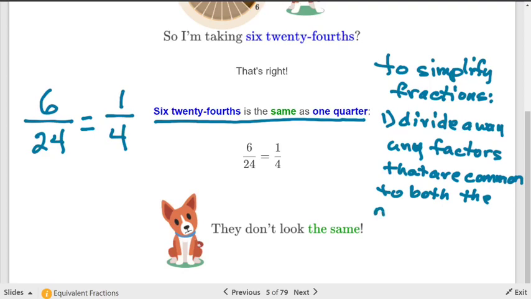the numerator. Can anybody tell me which one is the numerator? The top number? And the denominator. Okay. Divide away any factors that are common to both the numerator and the denominator. They have to be common to both in order to make this work.